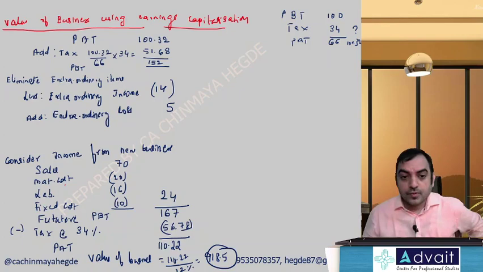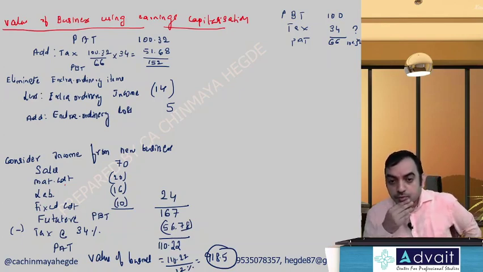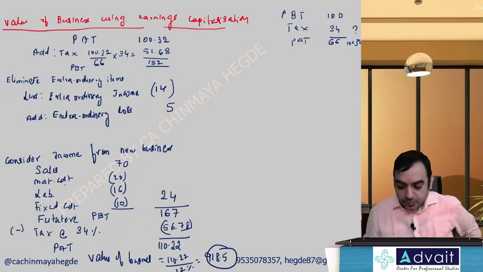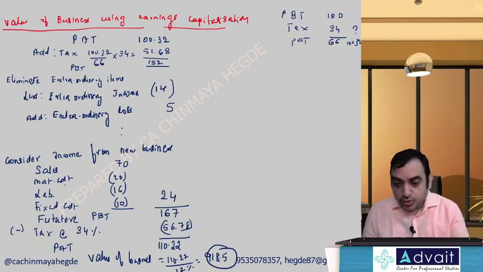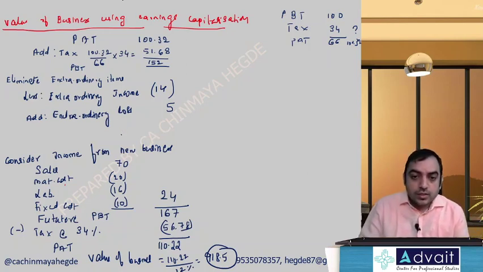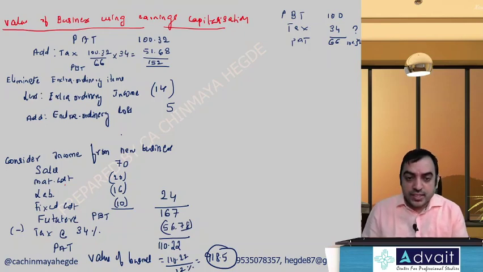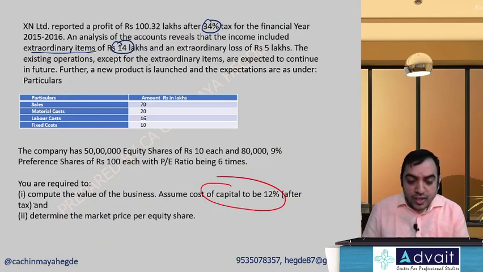Okay. First line in red pen, just the heading: value of business unit, earning capitalization. Just the heading. Okay, so first part of the question is done. Compute the value of business, done. Now let's go for determination of market price.